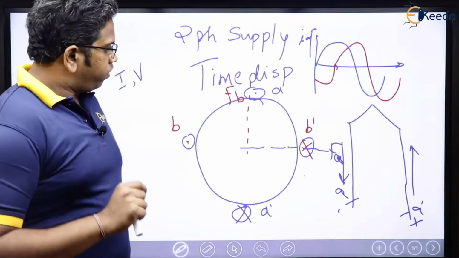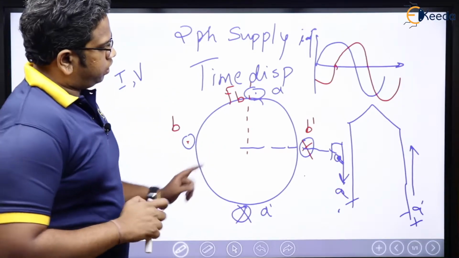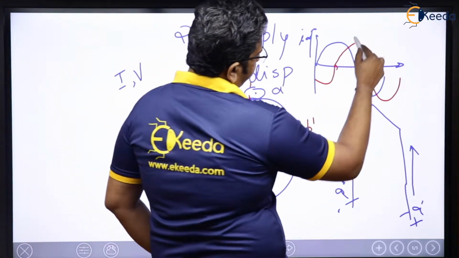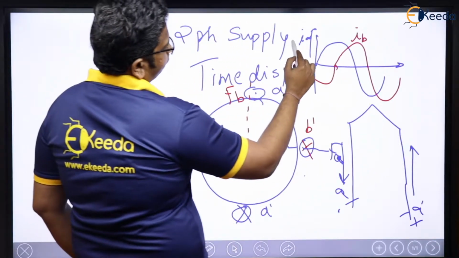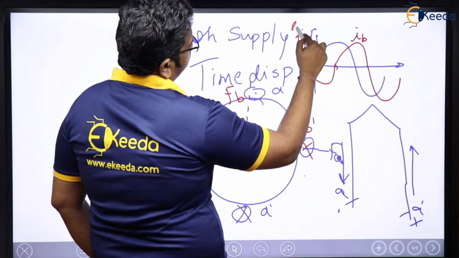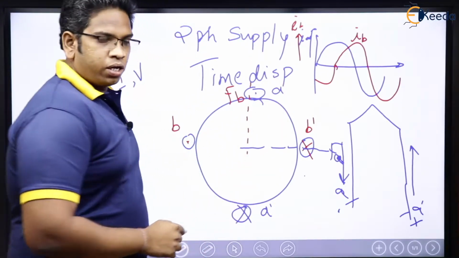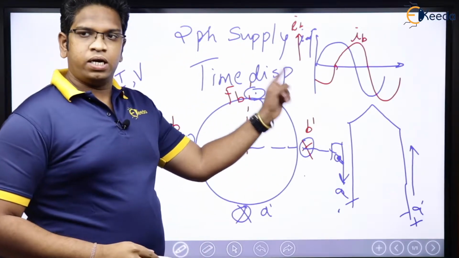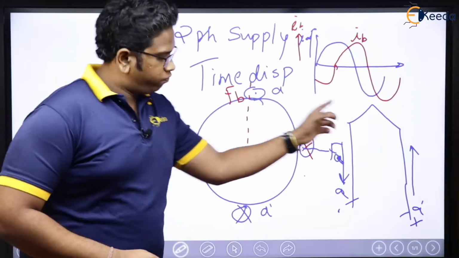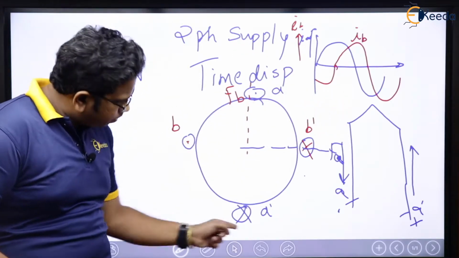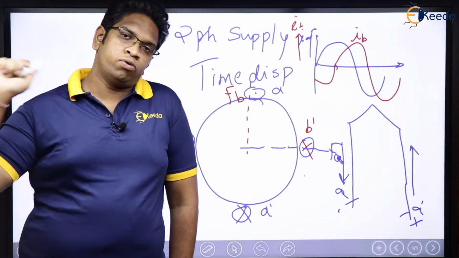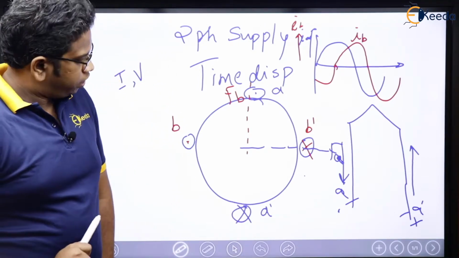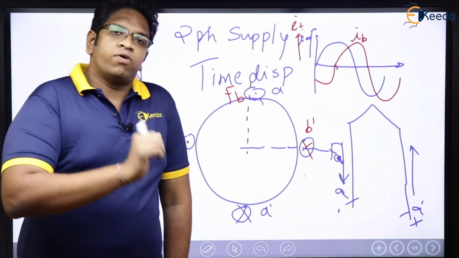Now, whenever, see, time displaced currents, this is IB. Write this, let us say IB here. Whenever we have time displaced currents flowing through space displaced windings, we are going to have rotating magnetic field. Already we have discussed in two-phase session, right? Now we will try to understand the same thing for a three-phase system.